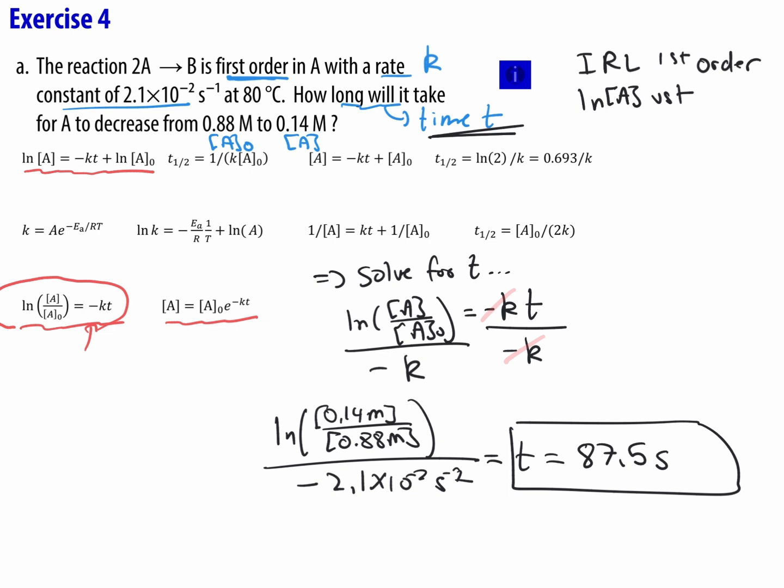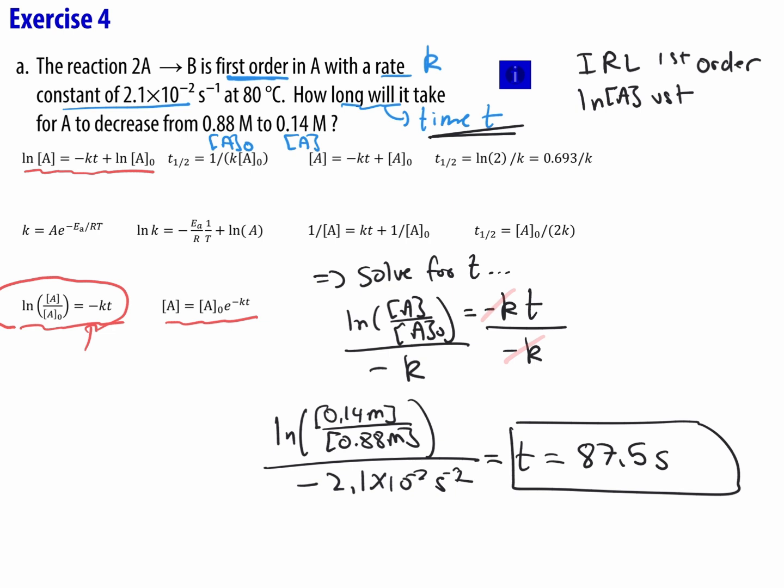Always check your units again. We have seconds to the minus 1 on the bottom, so we'll get seconds on top. Note that times aren't always in seconds. It depends on the units for the rate constant. Sometimes we have rate constants in minutes or hours, in which case our times will be in those units as well. The ln part has to be unitless, so that one just cancels out here.